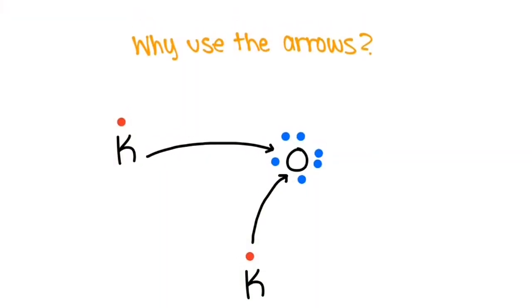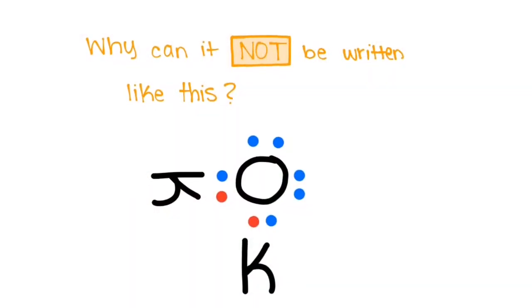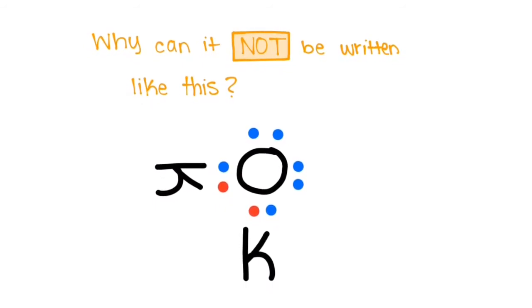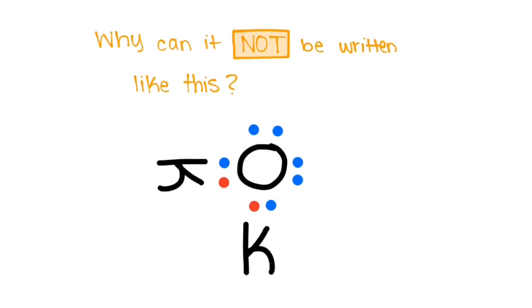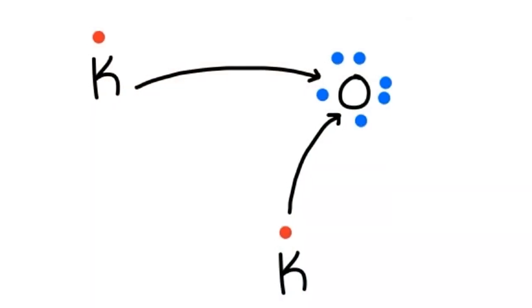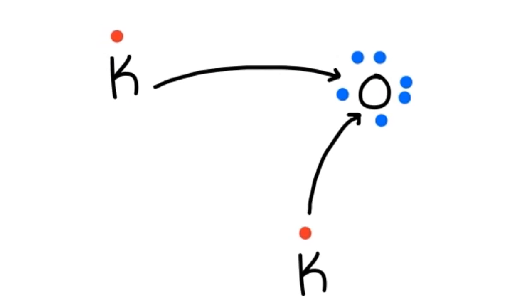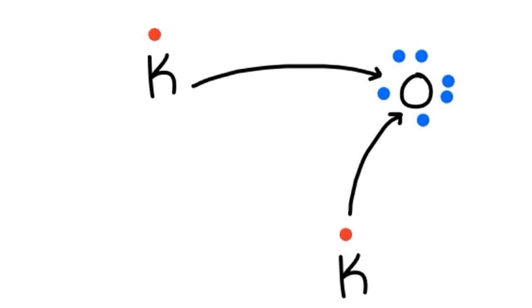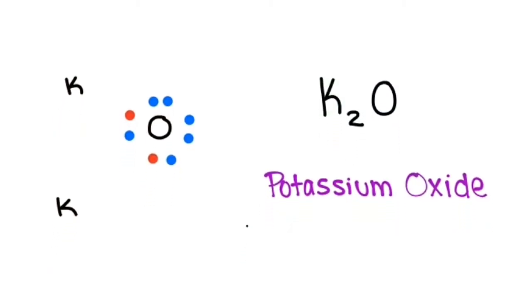So why were arrows used? Arrows were used to show that, in ionic bonding, electrons are leaving the element. In covalent bonds, atoms would be right next to each other, signifying that they shared electrons. Since the electrons are taken rather than shared, arrows are used to show that electrons are forcibly taken. This results in their compound, potassium oxide.